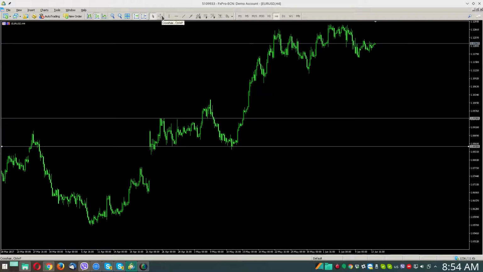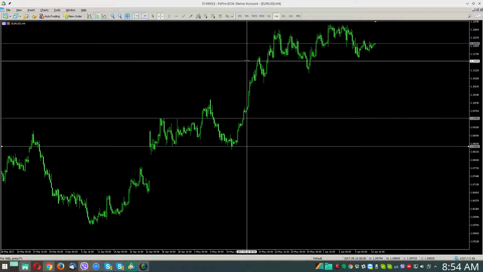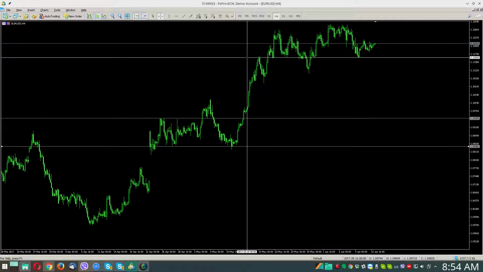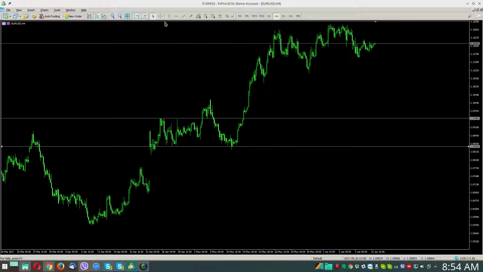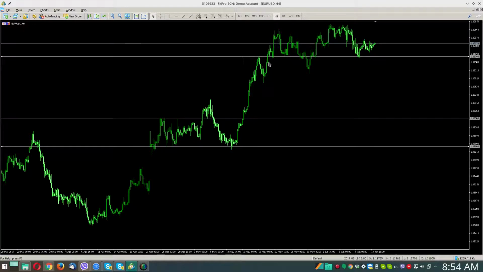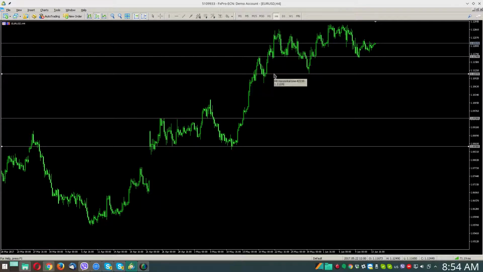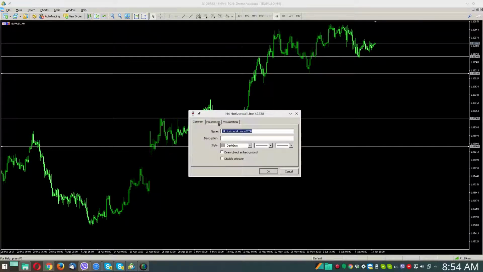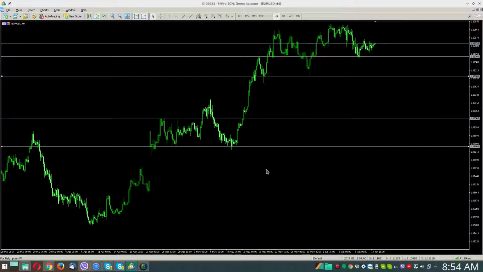I'm gonna use again the crosshair here to identify more levels like that. I see another one up here, and right click, let's round it at 1170. I'm gonna copy this line and put another one here. Right click, parameters, delete this. Okay.